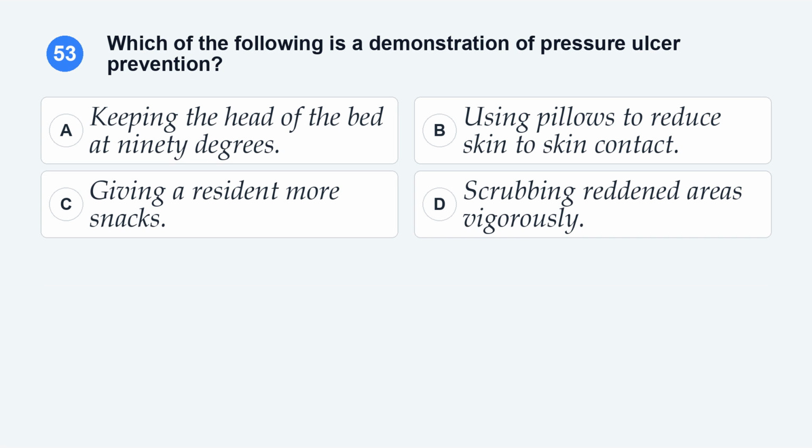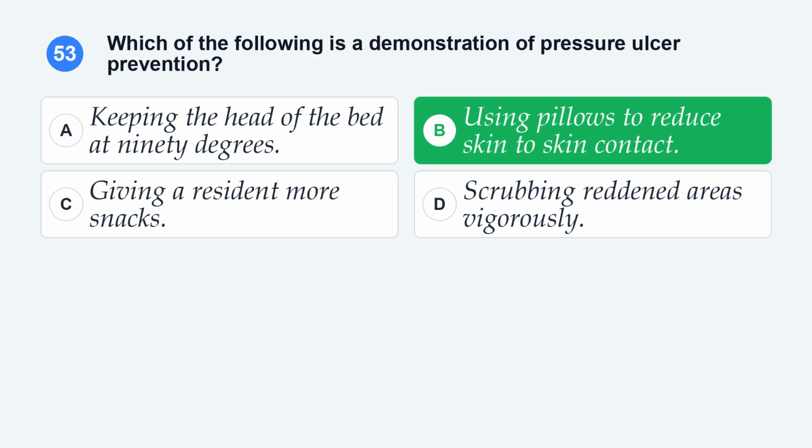Question 53. Which of the following is a demonstration of pressure ulcer prevention? Option A. Keeping the head of the bed at 90 degrees. Option B. Using pillows to reduce skin-to-skin contact. Option C. Giving a resident more snacks. Option D. Scrubbing reddened areas vigorously.